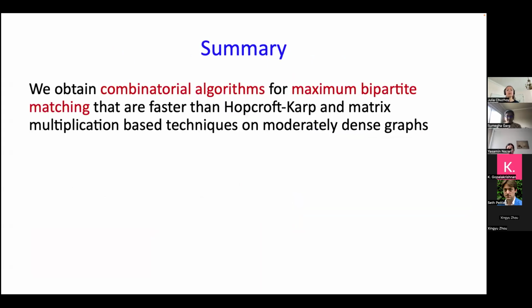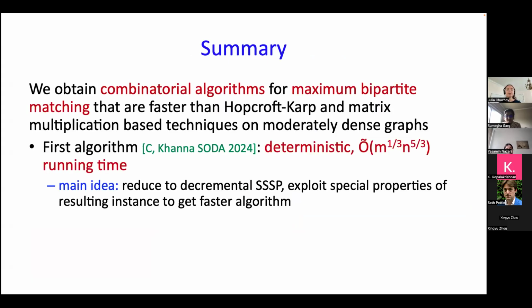So to summarize, we get two combinatorial algorithms for bipartite matching, which are faster than Hopcroft-Karp and matrix multiplication-based techniques if your graph is sufficiently dense. The first result, which is based on the SODA paper, is a deterministic algorithm. The running time is m to the 1/3 times n to the 5/3. And the main idea is that we reduce to a restricted special case of decremental single-source shortest path. And then we just modify the existing algorithm for this problem to make it run faster for the special case.